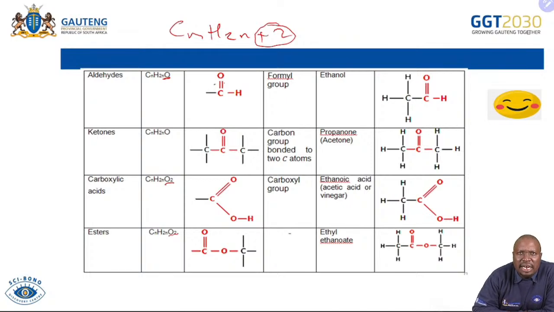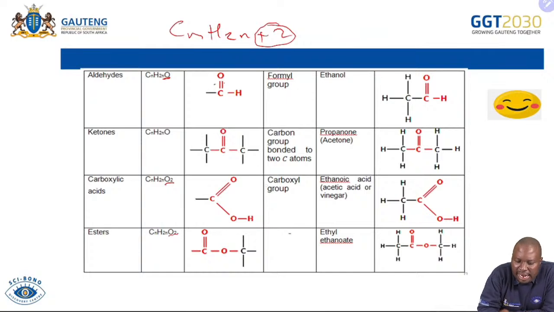But for carboxylic acid, we have two oxygens. So we have two homologous series that we deal with that have two oxygens. It's our carboxylic acids and our esters. So you must be able to know all these functional groups, and we are expecting you as well to know the name of the functional group.